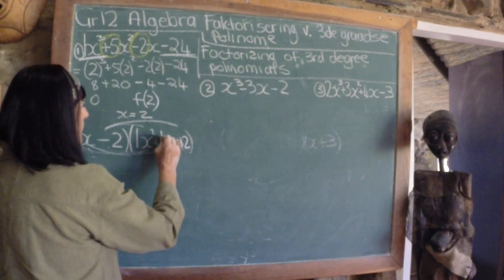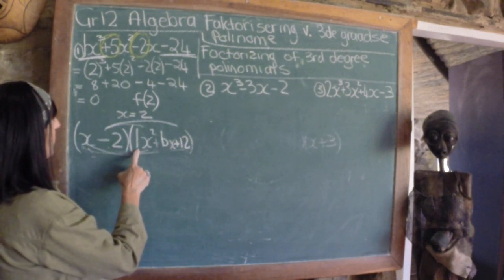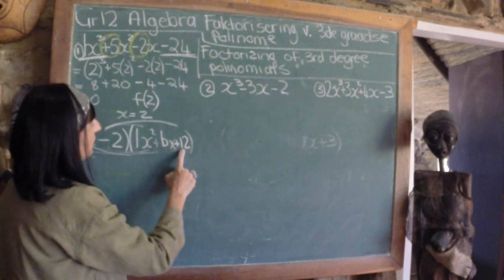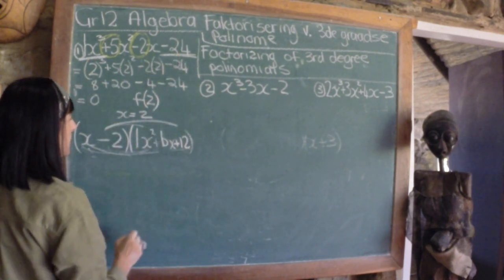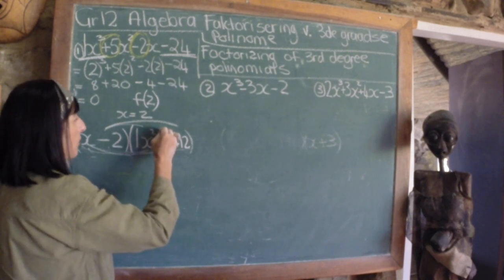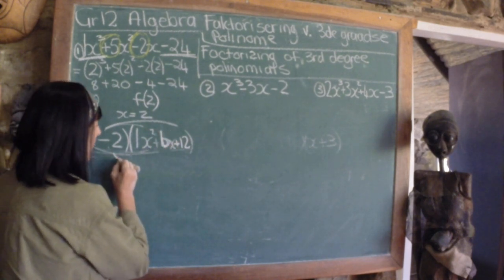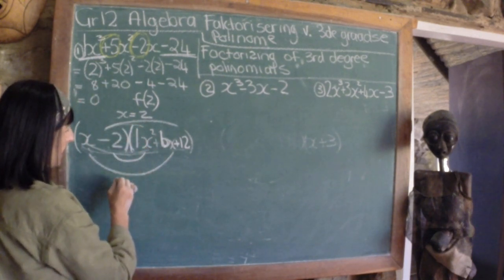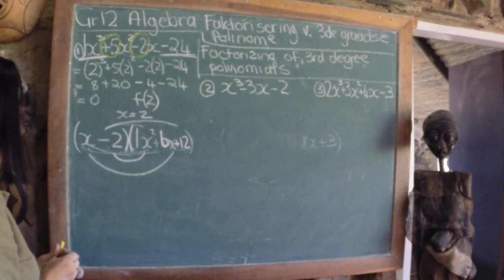Ons doen presies dieselfde. X maal 1x kwadraat gee 1x tot die derde mag. Minus 2 maal plus 12 gee minus 24. Nou, om b te kry, teken jy 'n dubbel smiley rondom hierdie twee hakies. 'n Double smiley. Look at this.